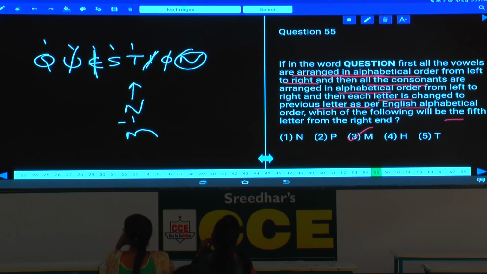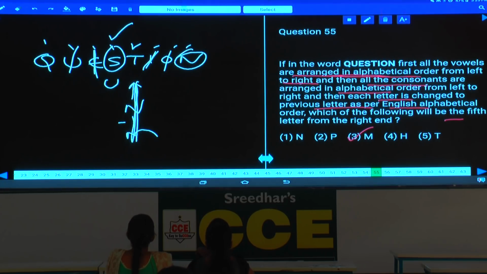Clear? Which of the following will be the fifth letter from the right hand? Fifth letter from the right hand, 1, 2, 3, 4, 5. The fifth letter from the right hand is nothing but the fourth letter, isn't it? Now as this is the fourth letter, tell me which letter comes at the fourth place? The highest vowel, because only 4 vowels are there. E, I, O, U. If U is the vowel and U minus 1, T is the answer. That is choice.